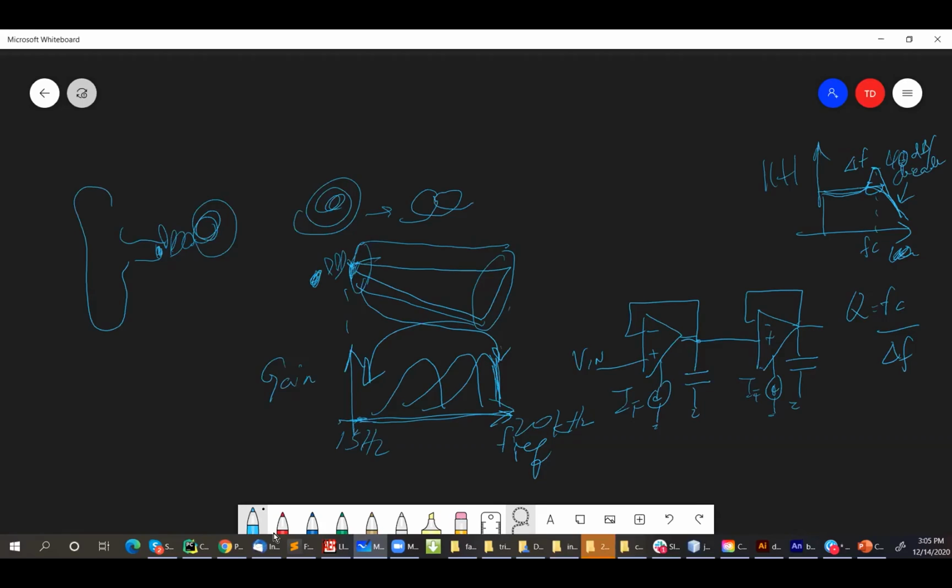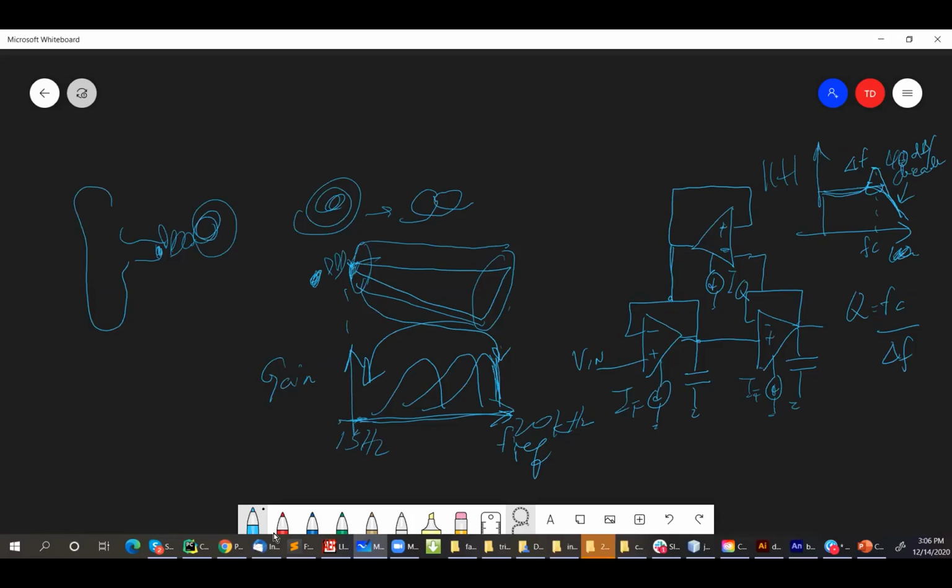Now to get this extra Q, what you can do is you can put another amplifier in the backward stage. Okay. Do you need another capacitor or not? No, it's still second order. Okay. So is that positive or negative feedback? I need another current here. How do we think about it? Is it positive or negative feedback?